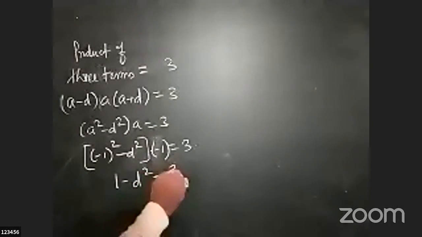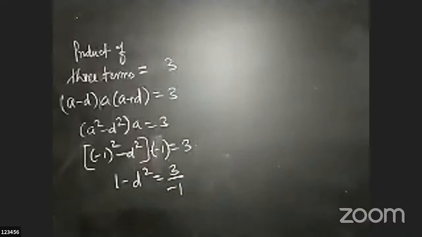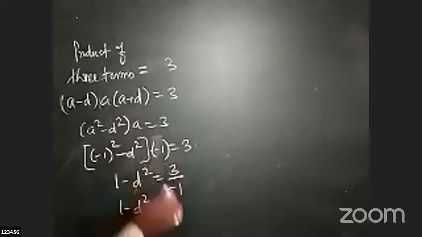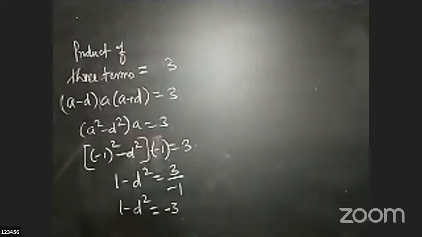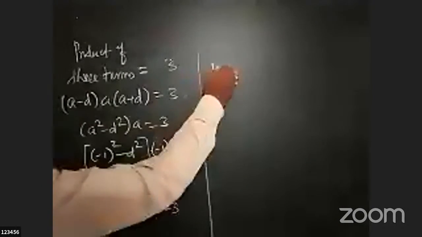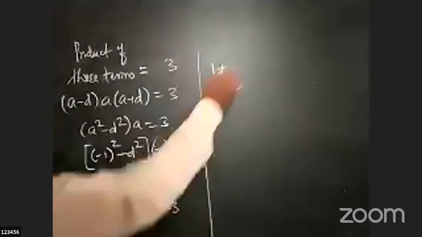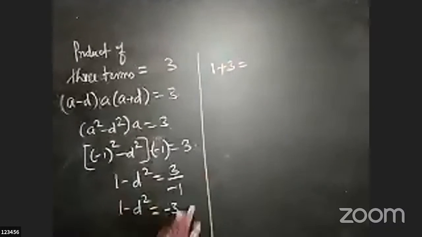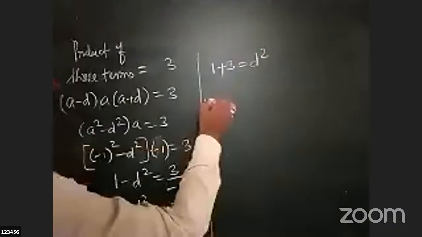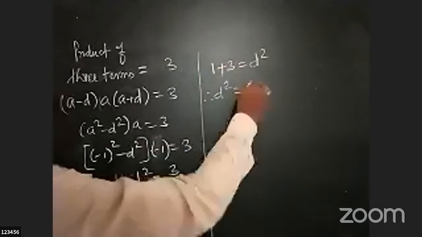-1 square is 1. 1 minus B square is equal to 3 divided by -1. If numerator or denominator is minus, the quotient is always negative. So 1 minus B square is equal to -3. Bring this -3 to LHS, it will become +3. B square will become plus D square. Therefore, D square is equal to 1 plus 3, 4. D is equal to plus or minus 2.